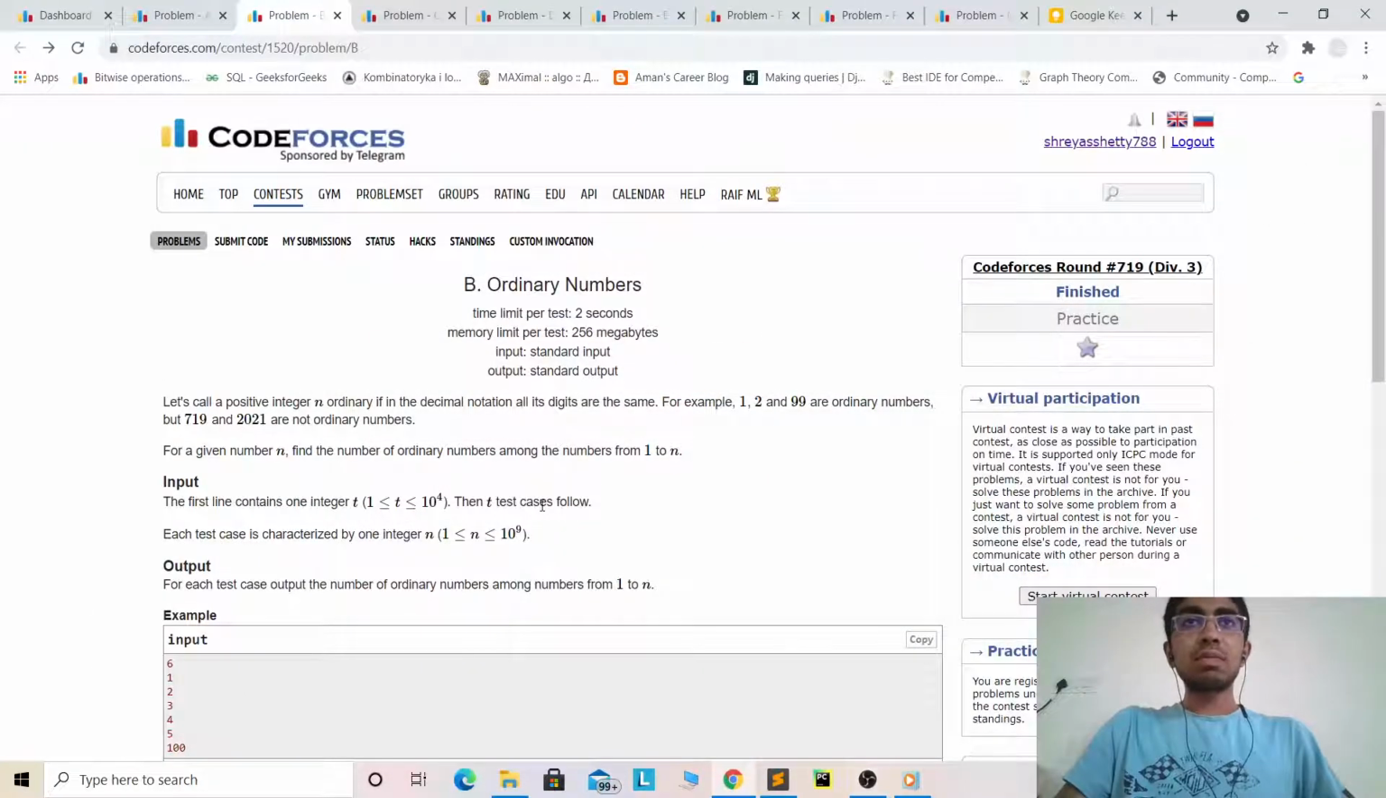Okay, so let's start with problem B. In problem B we are given n, and we need to find the number of numbers between 1 to n which have the same digit in them. For example, 9 has only 9 in it. So what is the count of such numbers between 1 to n?